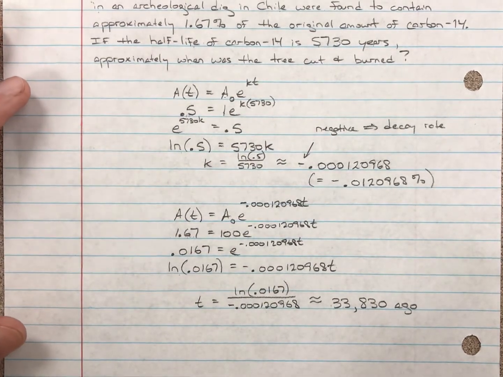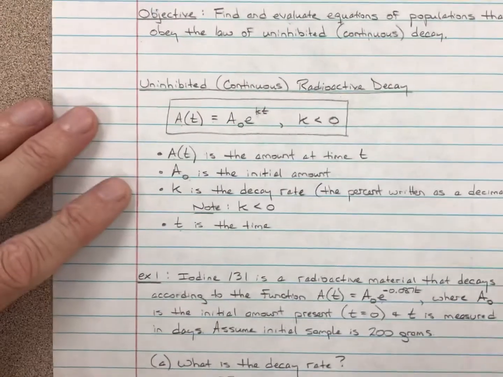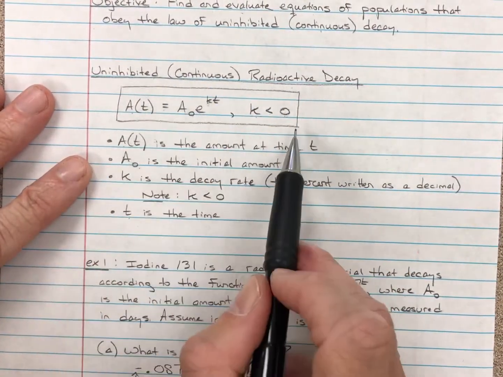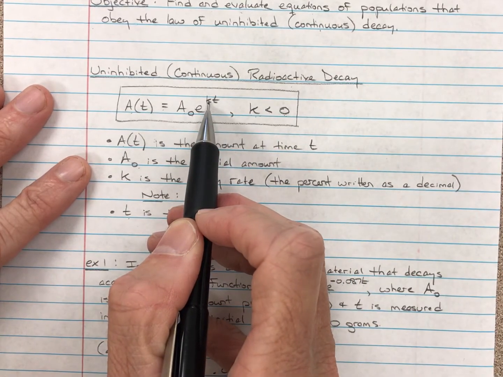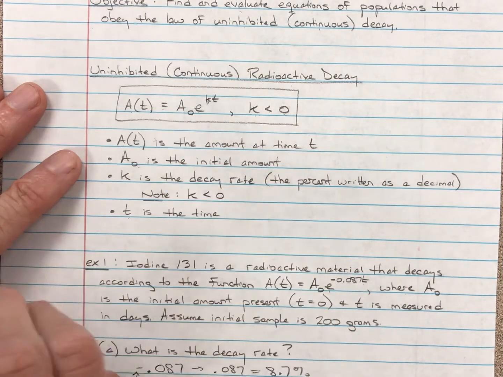Look at both exponential continuous growth and continuous decay. Again, our focus remains with this formula. If our rate is positive, we have growth. If our rate is negative, we have decay.